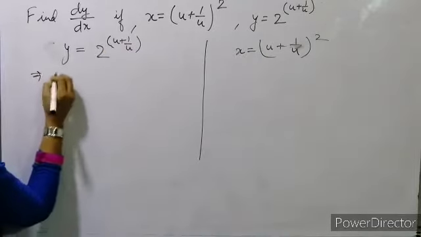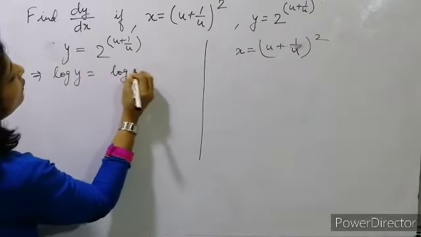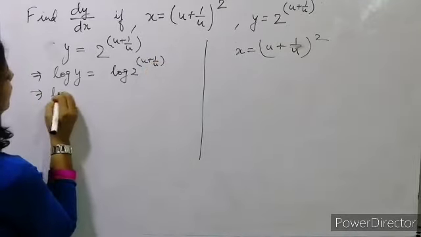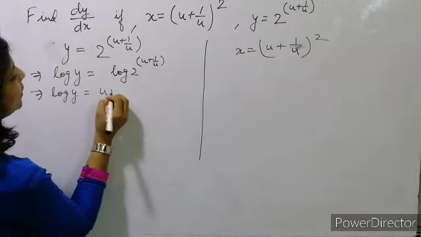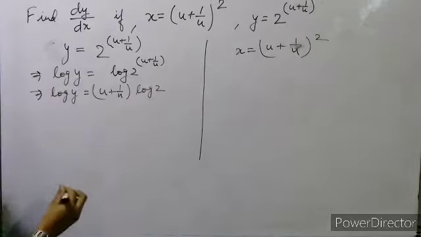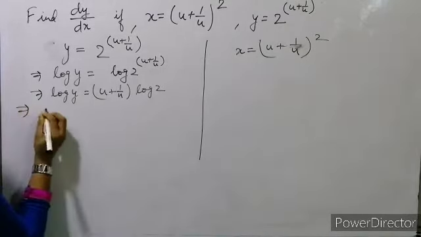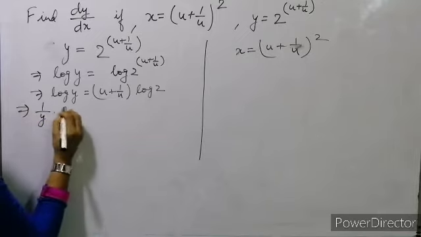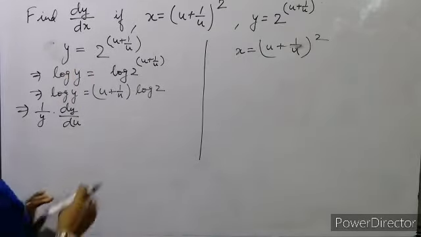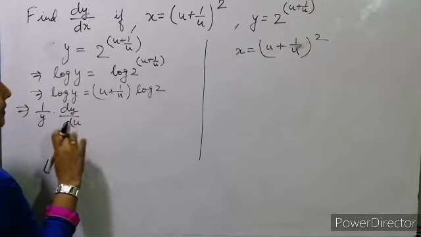ठीक है, so by applying log both the sides, we'll get log y will be equal to log of 2 to the power (u plus 1 upon u). So this will be equal to log of y will be equal to (u plus 1 upon u) multiplied by log of 2. Okay, so now differentiating both sides, we'll get 1 upon y multiplied by dy upon du, because here that parameter is u and we have to differentiate this value with respect to u.